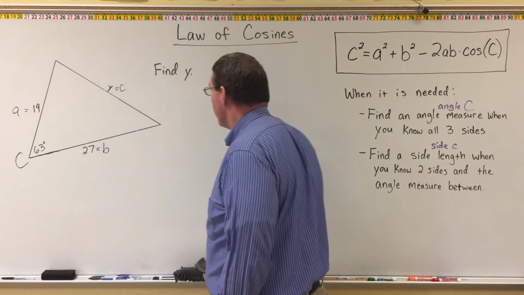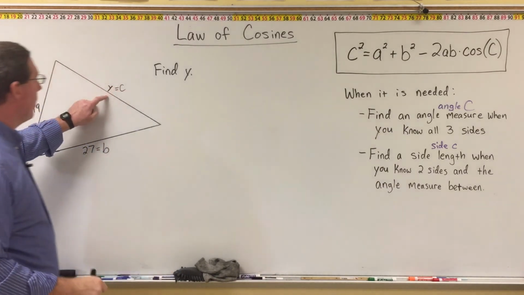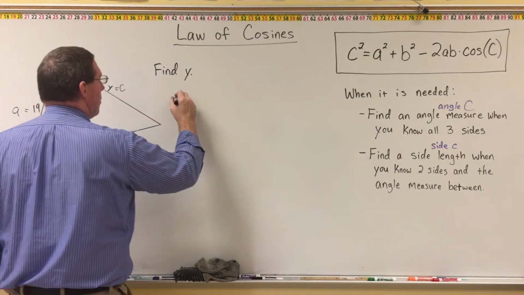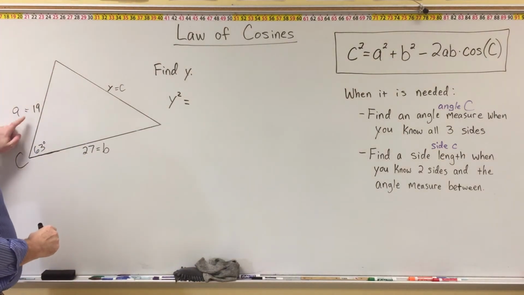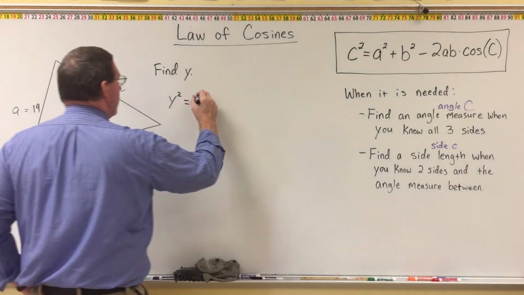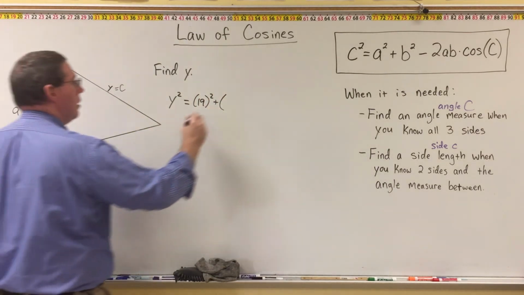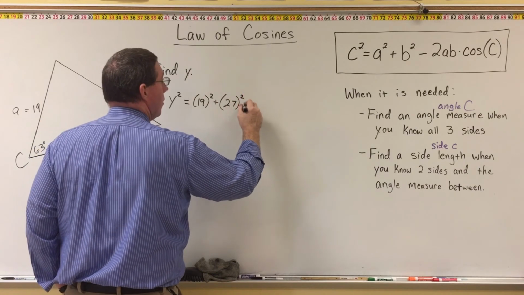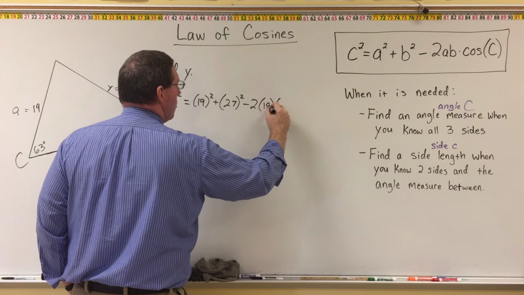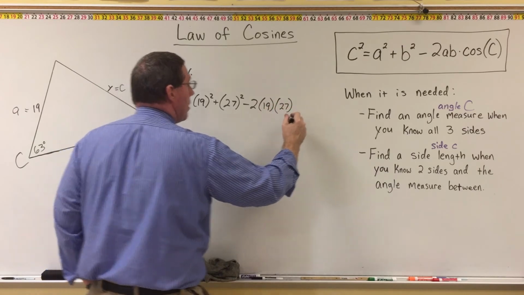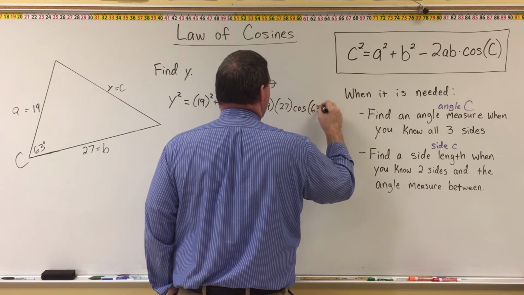Let's set up our law of cosines formula. We're going to replace the c with the letter y. So instead of c squared, we have y squared equals a squared plus b squared. A is 19, so we have 19 squared plus b squared. B is 27, so 27 squared, minus 2 times a, that's 19, times b, which is 27, times cosine of angle C, which is 63 degrees.